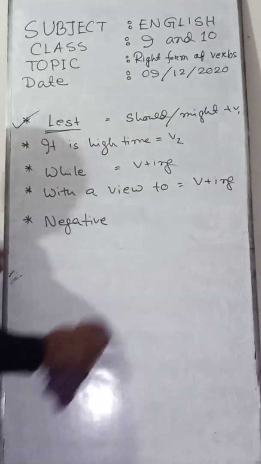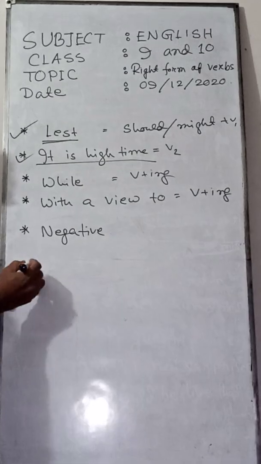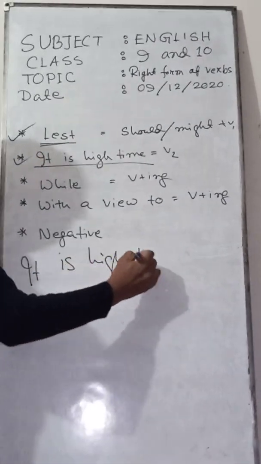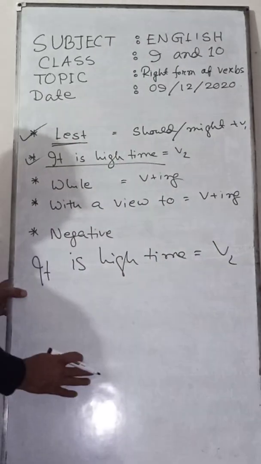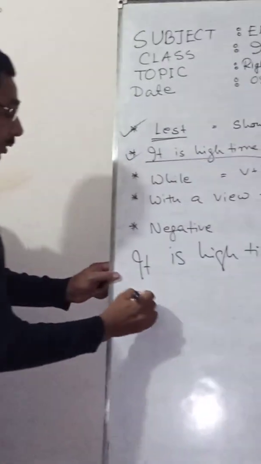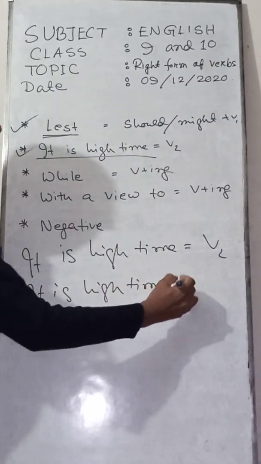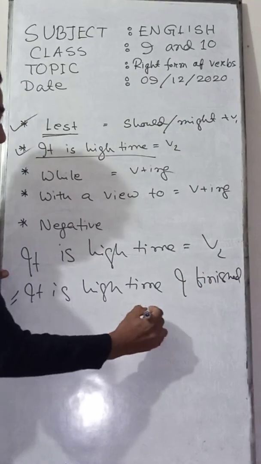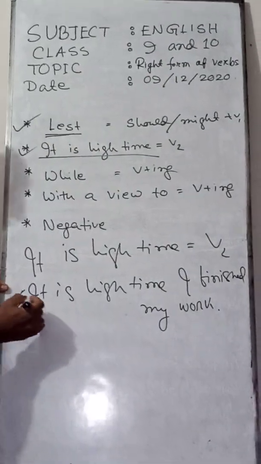Now I am going to discuss the rule number 2, and it is it is high time. If you find a sentence with it is high time, the verb will be V2, or the past form of the main verb. For an example, it is high time I finished my work.